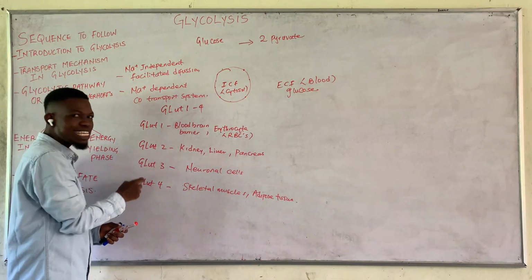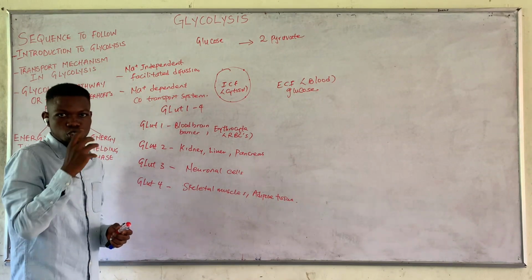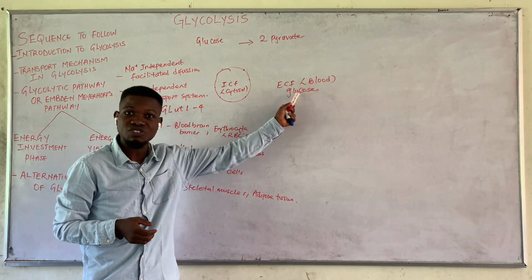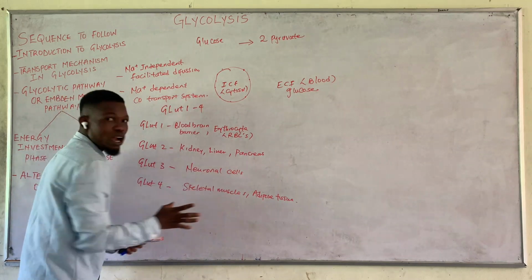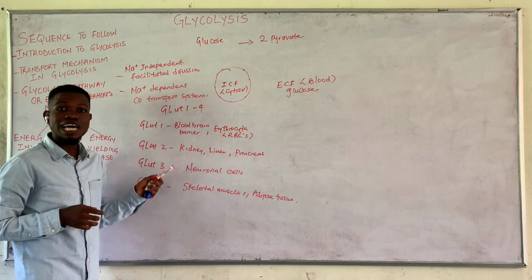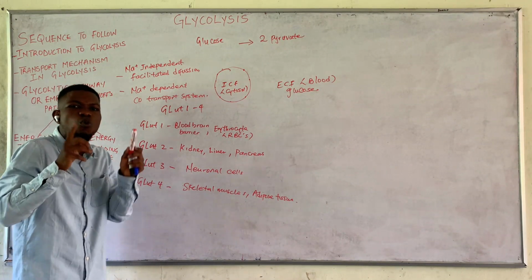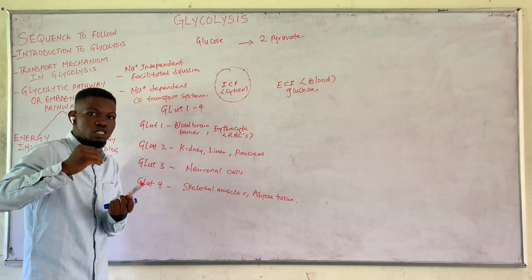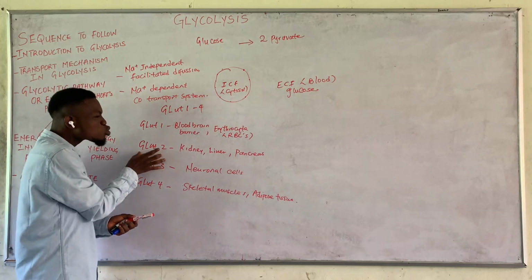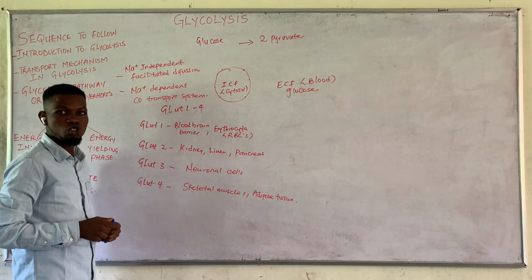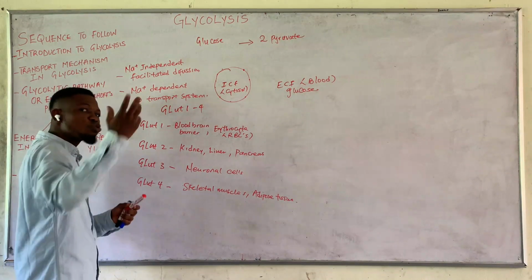Now there's something so specific about glucose transporter 1, 3, and 4. Like I said, they are responsible for uptake of glucose from the blood, which is the extracellular fluid, in these organs. But glucose transporter 2 performs its own specific function most especially when there is a high level of glucose, to carry the glucose from outside the cell, which is the blood, into the cell.